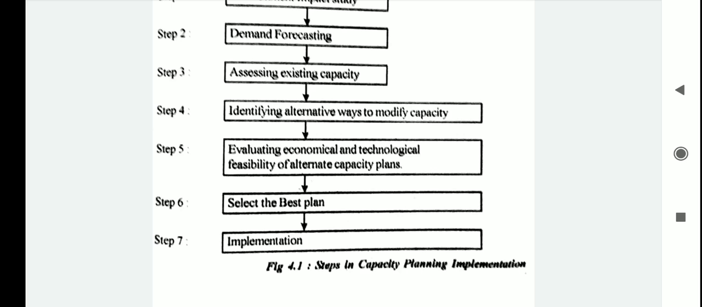The fifth one is evaluating the economic and technological feasibility of alternative capacity plans. Here every alternative plan is tested for economic and technological feasibility. The sixth one is selecting the best plan, where the best plan or plans are selected at this stage. And the last step is implementation, where they are implemented in total. So these are the steps involved in capacity planning and the importance of capacity decisions.